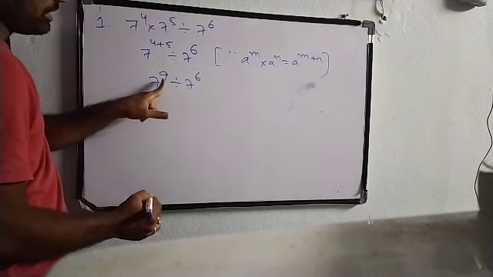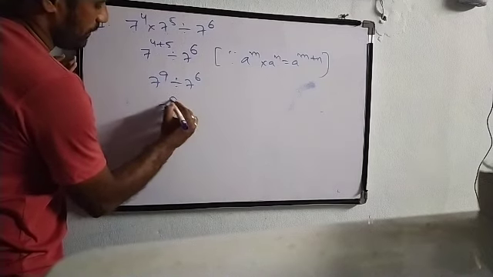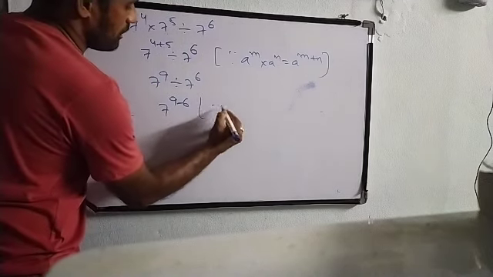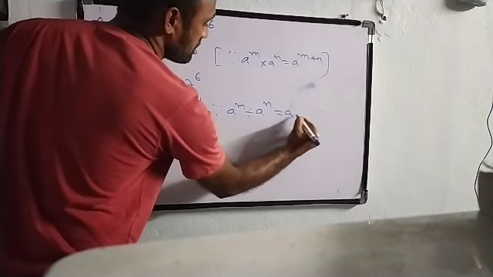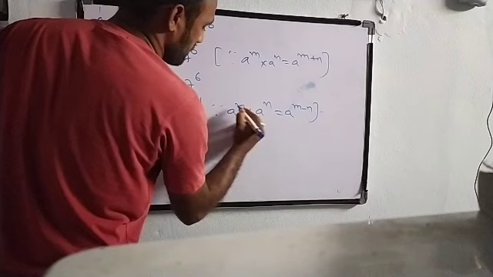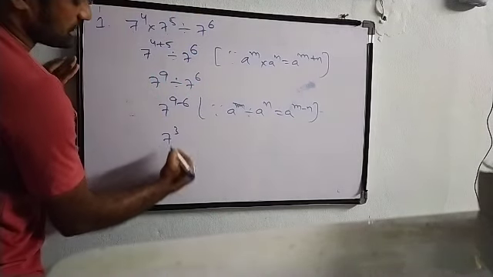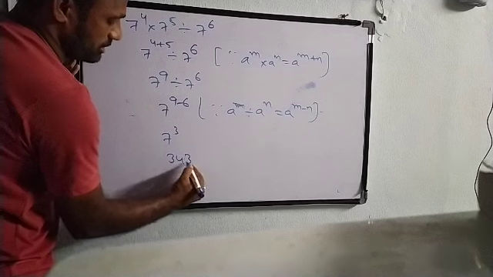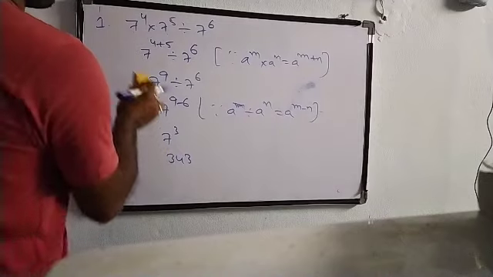Now if you observe here, it is looking like a power m divided by a power n, that is a power m minus n. So here we have used the law a power m divided by a power n is a to the power of m minus n. So 7 power 3, which is 7 cube, is nothing but 343. Next, let us take another question.